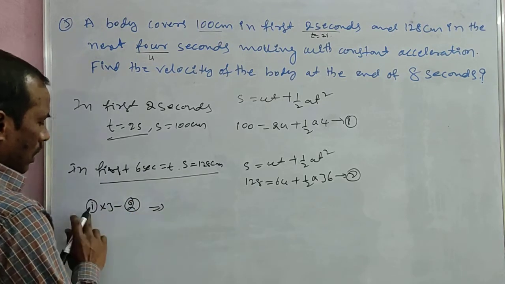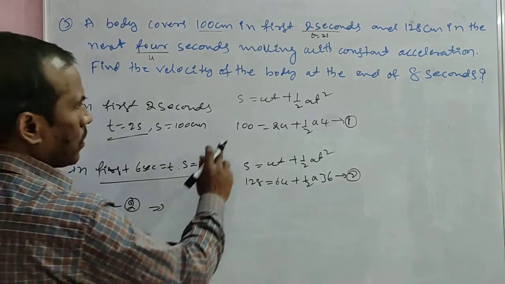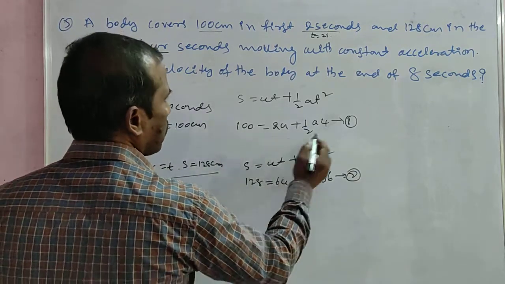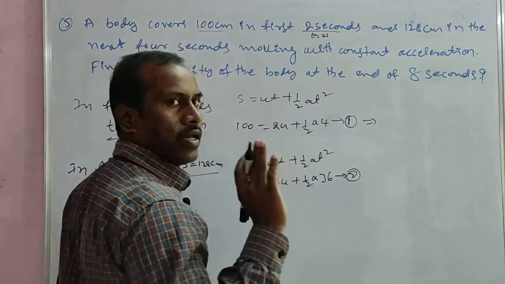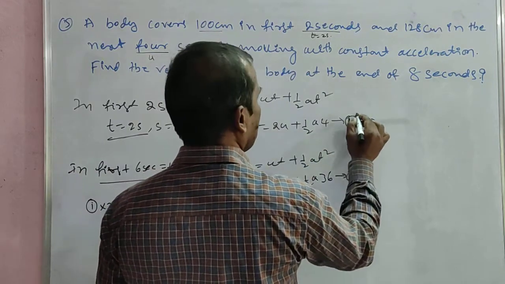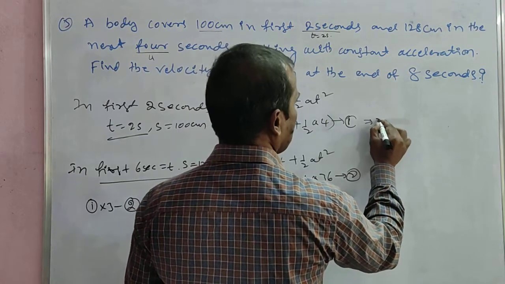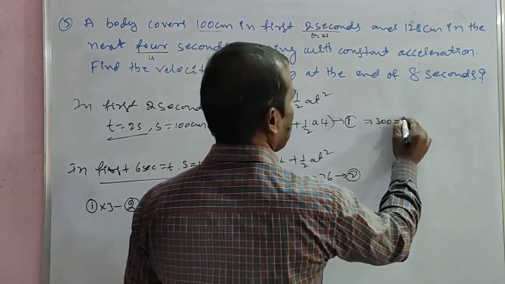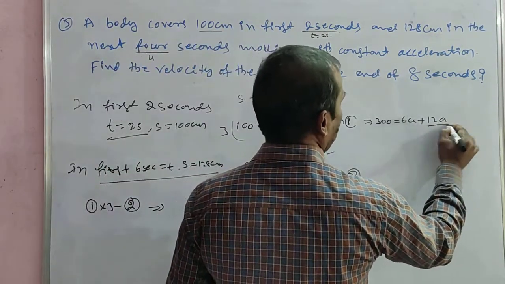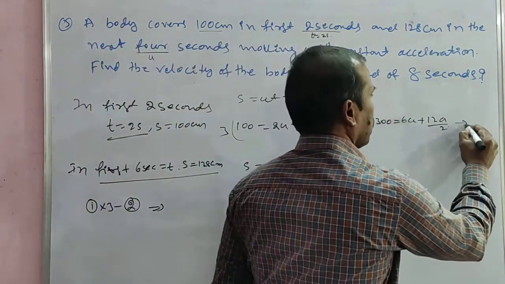Removing first of all the multiplication, multiply on both sides by 3. So 300 is equal to 6u plus 3 into 4, 12a by 2. This is equation 1.